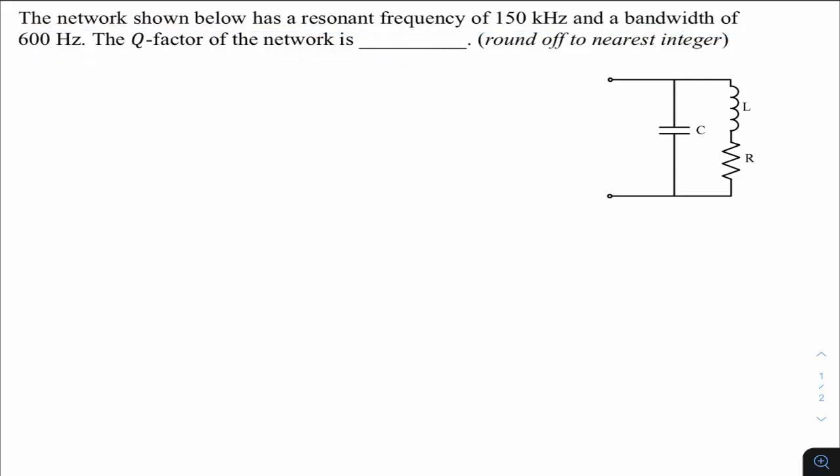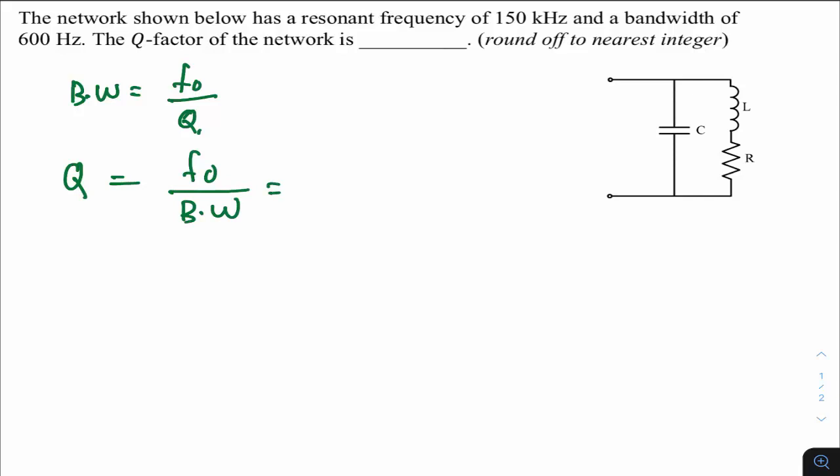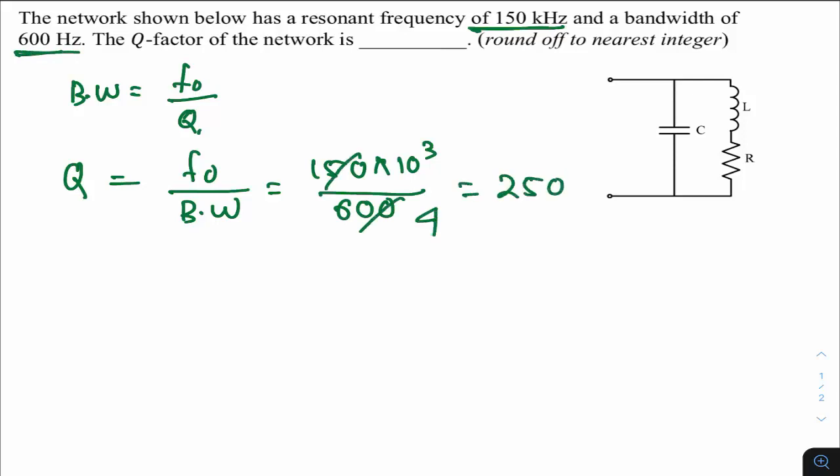Okay, so we have seen in the theory, bandwidth is given by resonant frequency divided by quality factor. So quality factor Q is equal to resonant frequency f0 divided by bandwidth. Here the resonant frequency is 150 kilohertz, so it is 150 into 10 raised to power 3, and the bandwidth is 600 hertz. So 150 divided by 600 leaves 1000 by 4, and that happens to be 250. So this answer is 250.